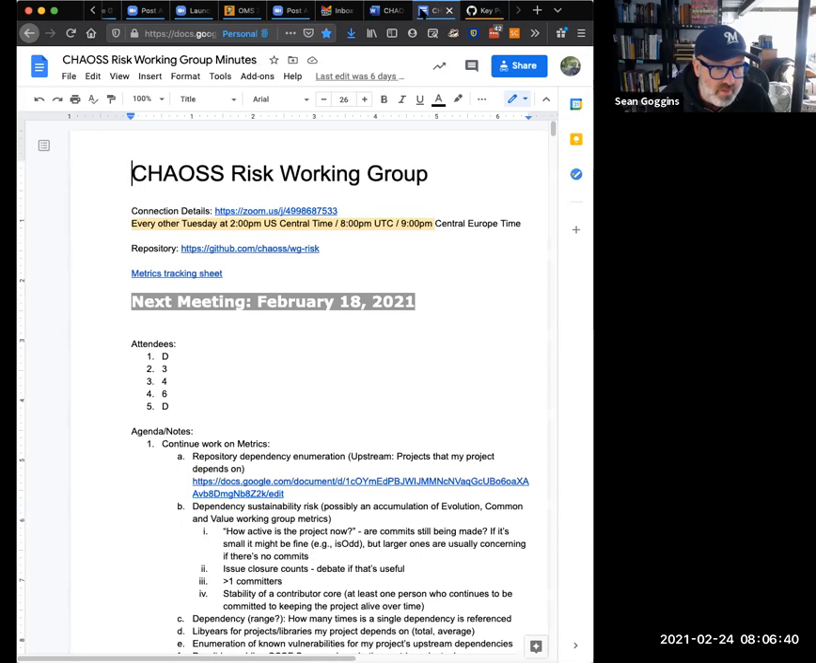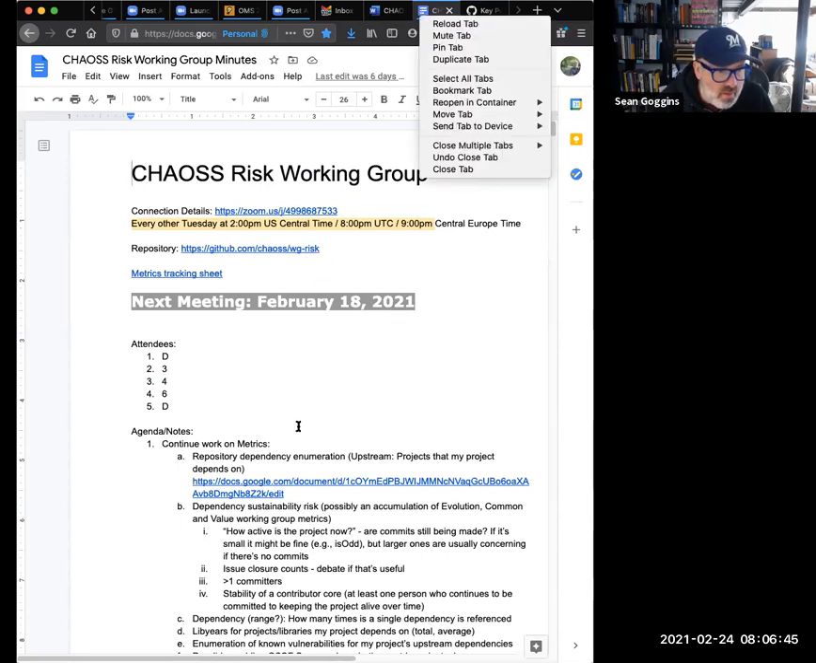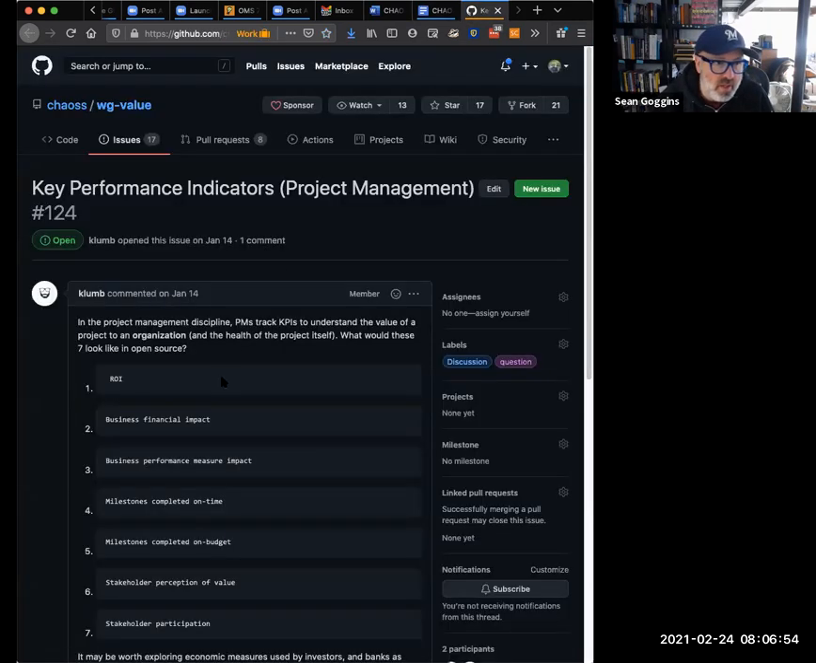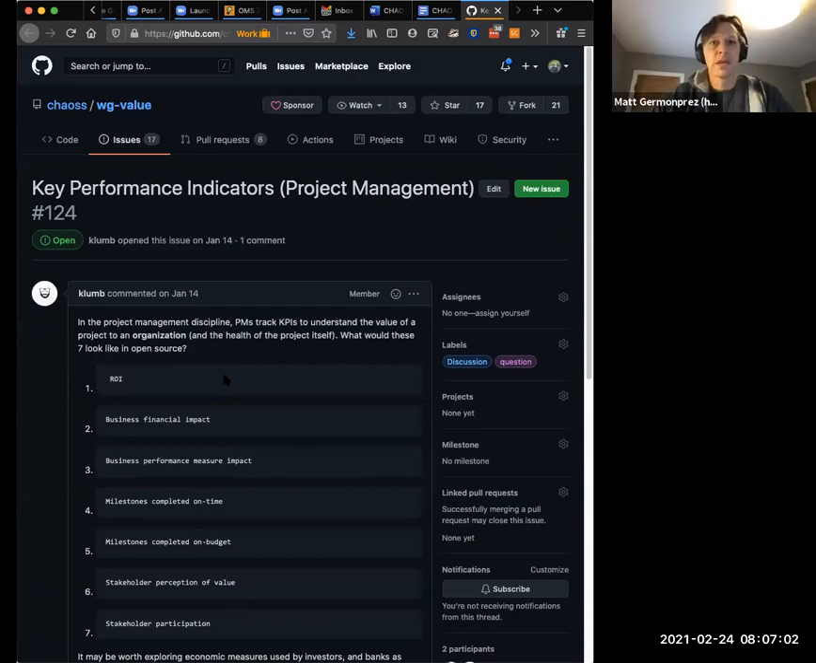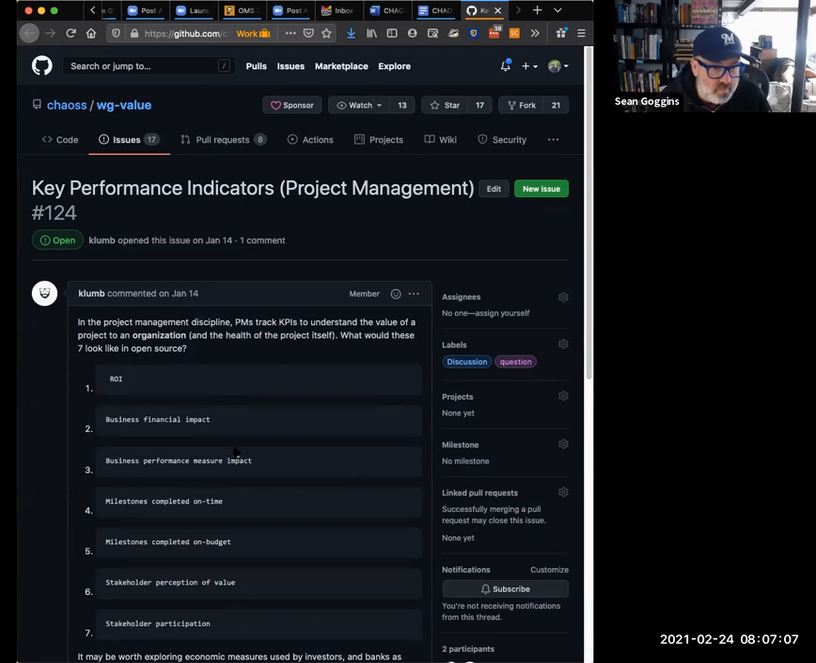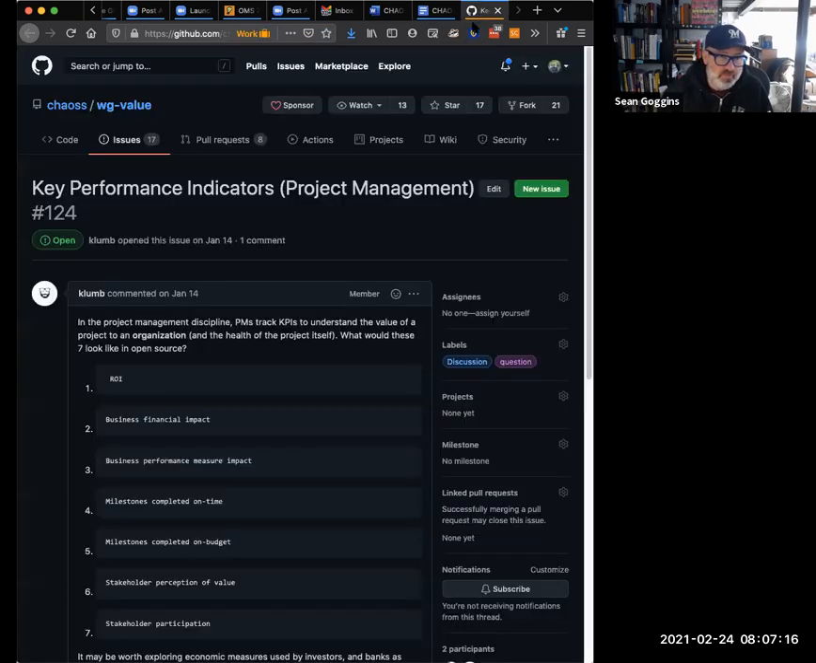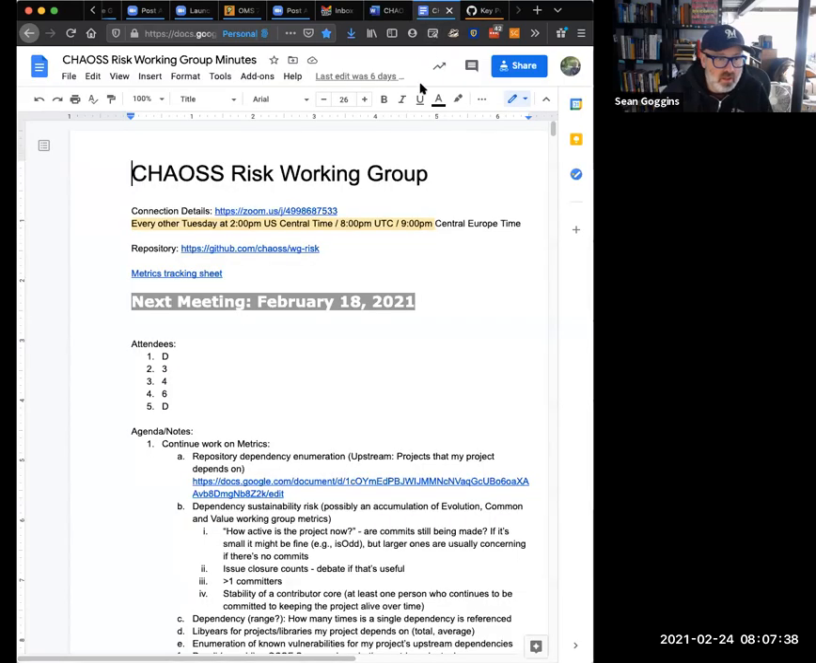So it looks like the value working group is looking at repository dependency enumeration, which is something that the risk working group is working on. And these are some of the key performance indicators that are open in the issue for project management. They are all related to repository dependencies, which is obviously something that we all care about. And I think the reason this is on the agenda is we are curious if the Asia Pacific group is also interested in this. So these are projects that other projects might depend on.